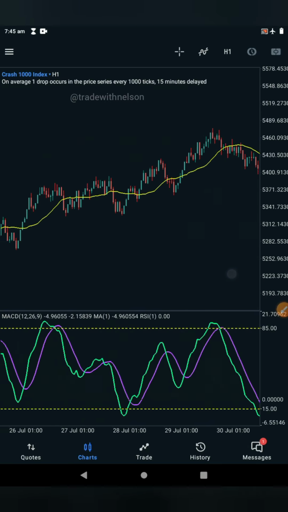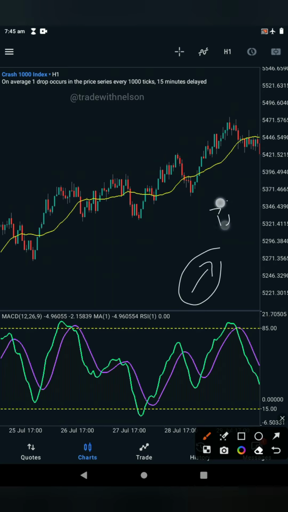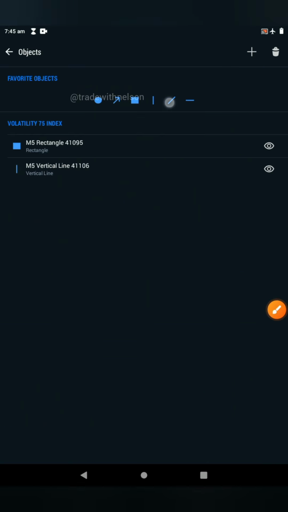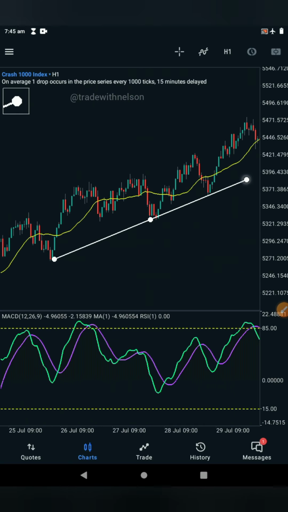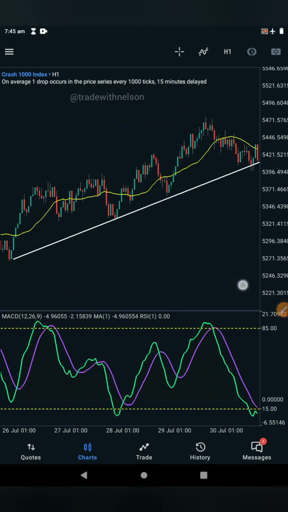So what do we want to first pay attention to? We want to pay attention to the trend of the market in the boom market and in the crash market. In the crash market, we want to focus on uptrend, and in the boom market, we want to focus on downtrend. To detect that, this is the 1 hour time frame. You want to take your trend line, and you can see the market is moving in an upside. This is a trend line showing you the market is moving in an uptrend.